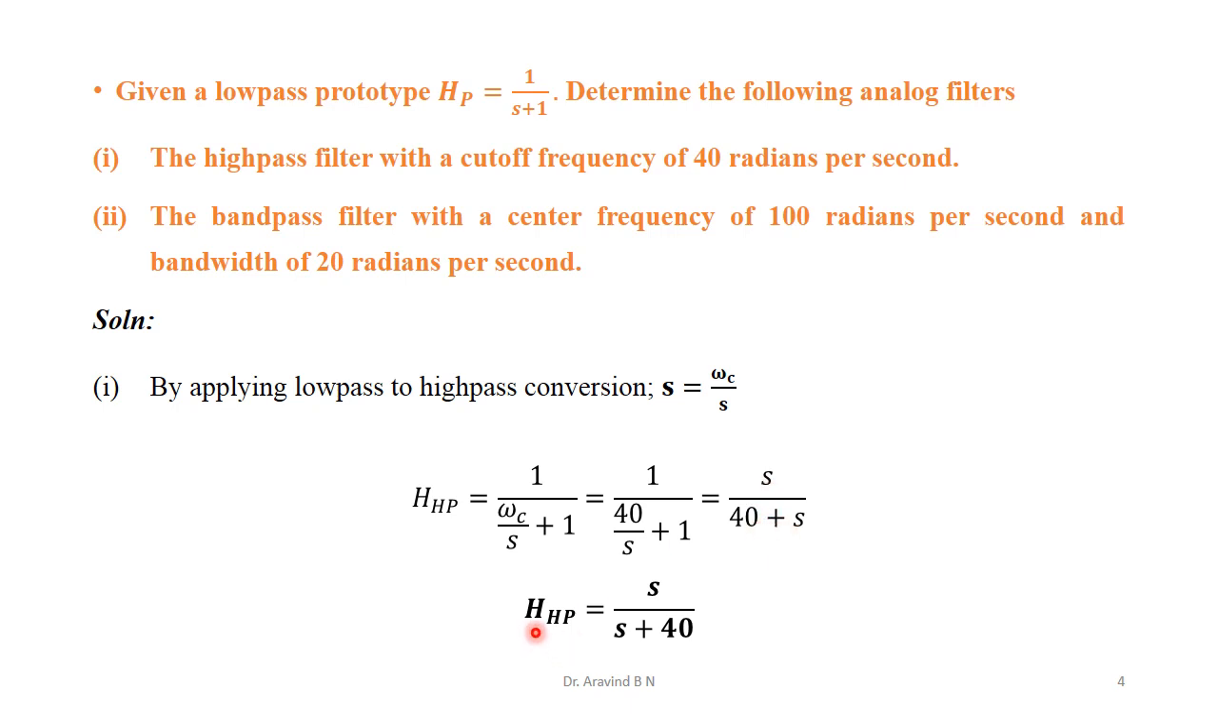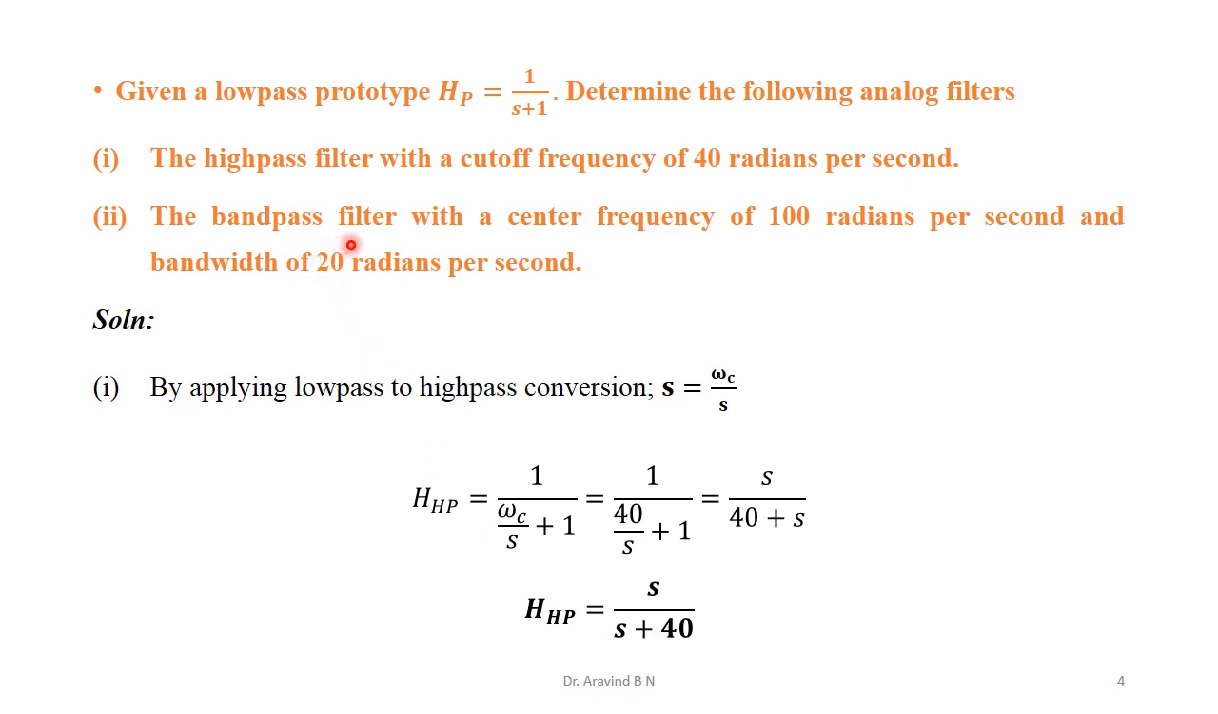Therefore, HP will be equal to S divided by S plus 40. So this is the low pass prototype specification and we have converted this to the high pass filter. Let us go with the second one.